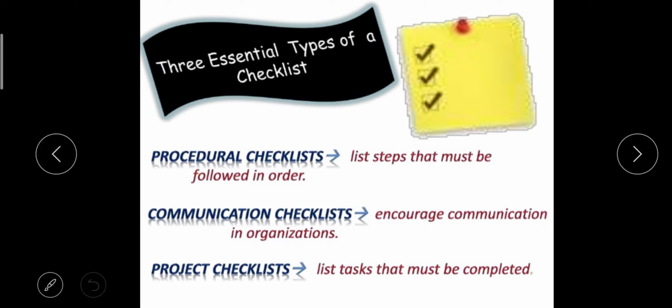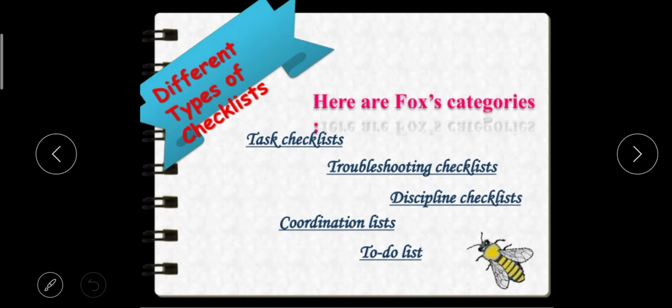So there are three categories: one is procedural, one is communication, and one is project. Now the different types of checklist we can see. I'll give you some examples: task checklist, troubleshooting, discipline, coordination, and to-do list. Now one by one I'll explain.